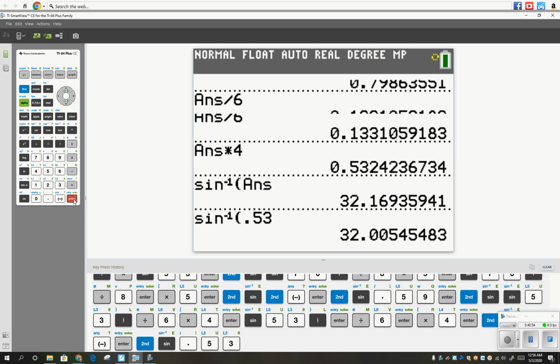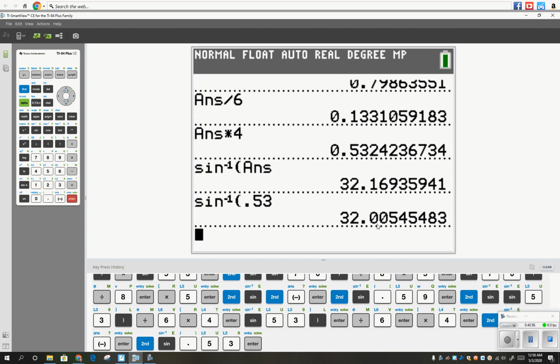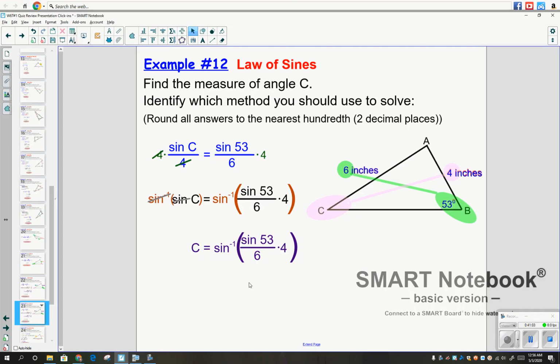Again, just to point out, if you do sine inverse and you round the number to 0.53 instead of using the entire number, I'd get 32.00. I'm off a little bit. Not much, but I'm still off, so it's not 100% accurate. So I get 32.169. The 9 tells me to round up, so it's 32.17 degrees is my answer.